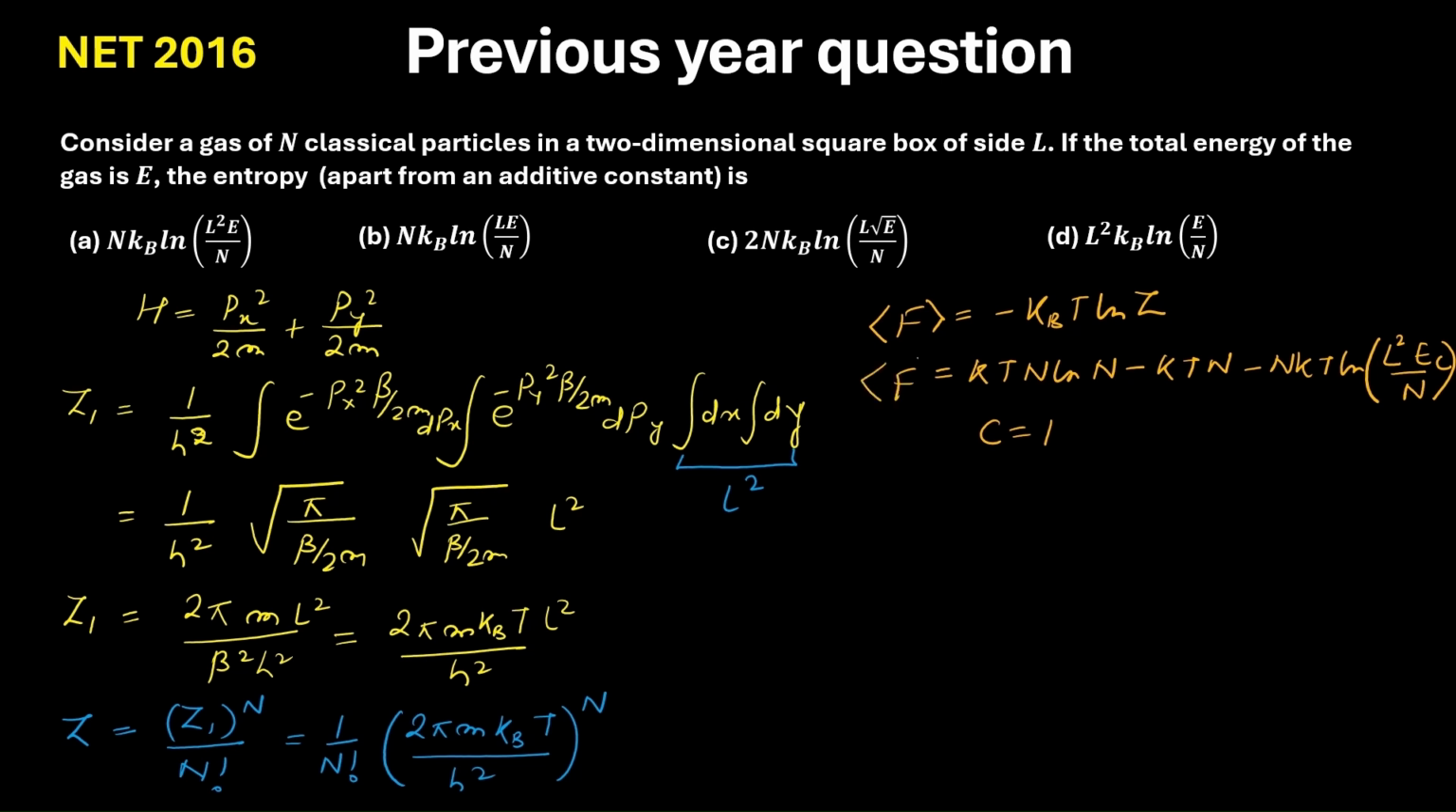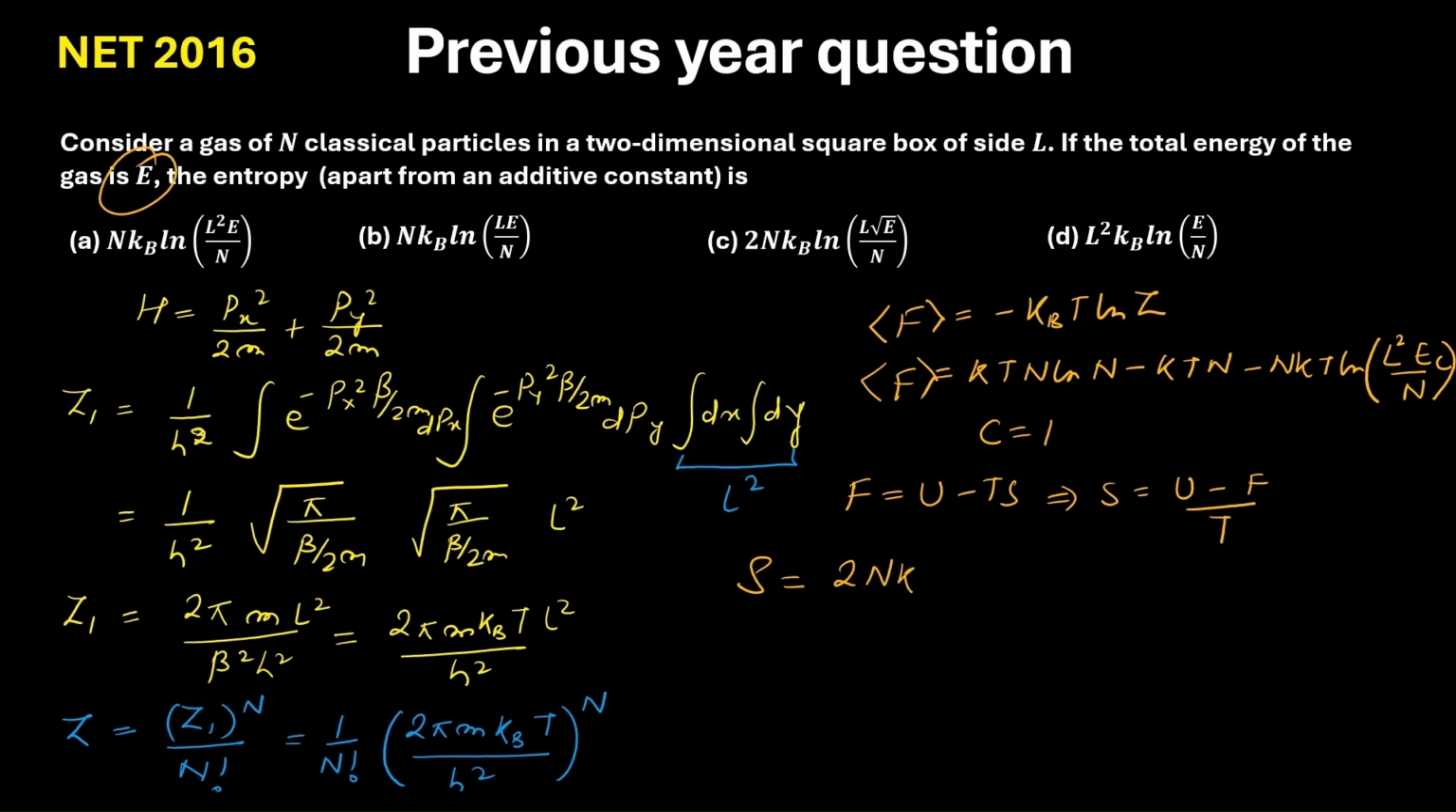Now to find the entropy, we know that F is equal to U minus TS, so that will be better. So S is equal to U minus F divided by T. Now F we have calculated. U is already given in the problem. It is equal to E. So you can substitute U and F, then you'll be getting an expression like this.